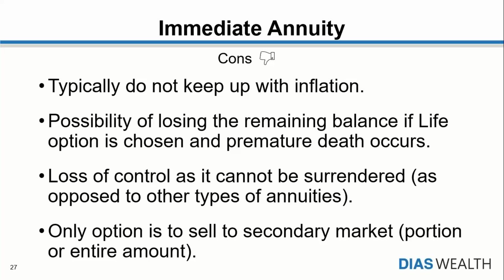I also like not to name names too much, but there's another person that is on TV a lot, and I recently went through her blog, and she discussed why she did not like annuities. She implied a lot about an immediate annuity, although she didn't call it out specifically. But even the structure inside of the blog was completely incorrect, and I'll probably be writing an article about this in Kiplinger. But there's just a lot of misinformation that's out there on annuities. Loss of control because it cannot be surrendered, as opposed to other types of annuities, and the only option is to sell in the secondary market.